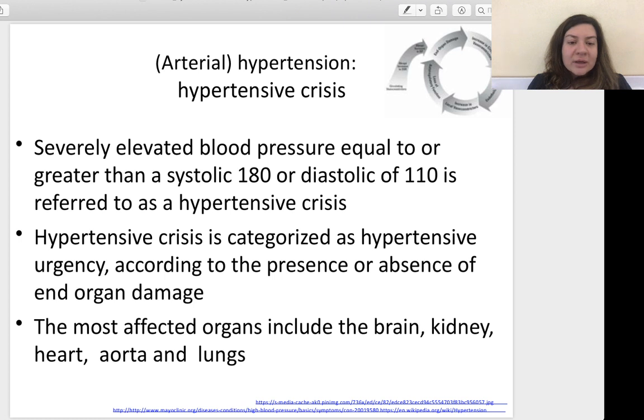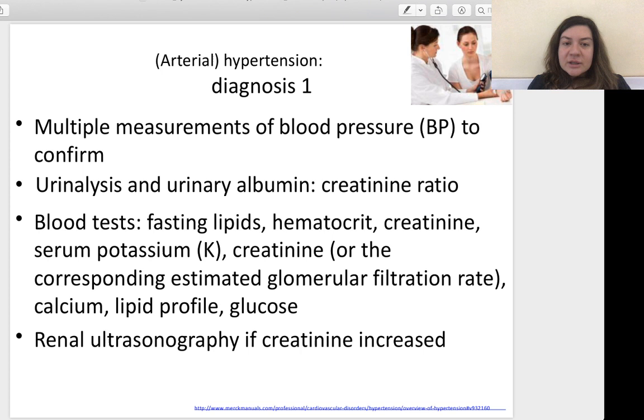The most affected organs include brain, kidney, heart, aorta, and lungs. Yet the target organs for chronic patients are the same as for acute emergency hypertensive crisis. For diagnosis of hypertension, in the first place, multiple measurements of blood pressure are needed to confirm. Additionally, there can be urinalysis and urine albumin with checking of creatinine ratio and GFR, glomerular filtration rate. Yes, we check function of kidney as a target organ for hypertension.